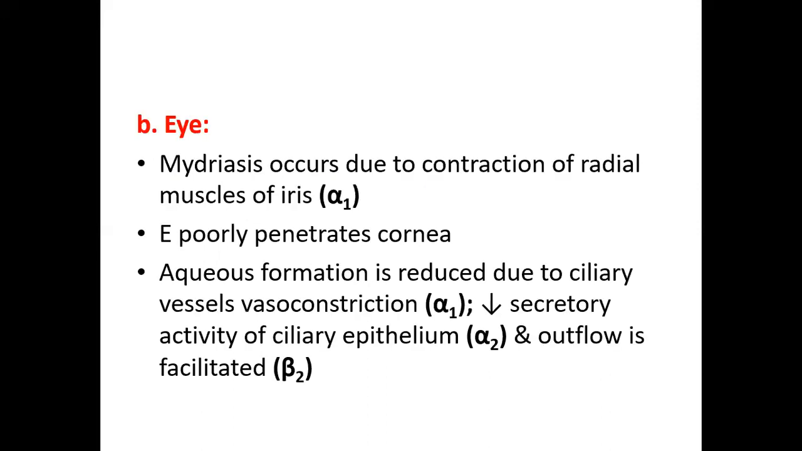And then on the eye, it mainly causes mydriasis. Mydriasis occurs due to contraction of radial muscles of iris, alpha 1. Epinephrine poorly penetrates cornea. Aqueous formation is reduced due to ciliary vessel constriction, mainly attributed to alpha 1 action, and there is decreased secretory activity of ciliary epithelium with alpha 2, and outflow is facilitated, mainly attributed to beta 2 action. So on the eye, it causes mainly mydriasis. It has poor penetration of cornea.